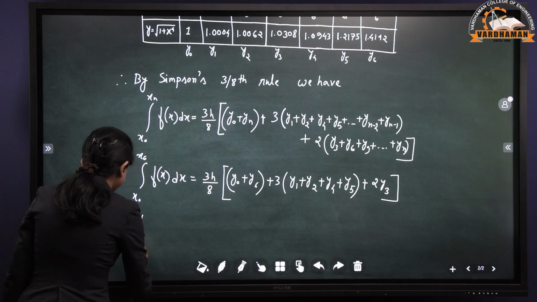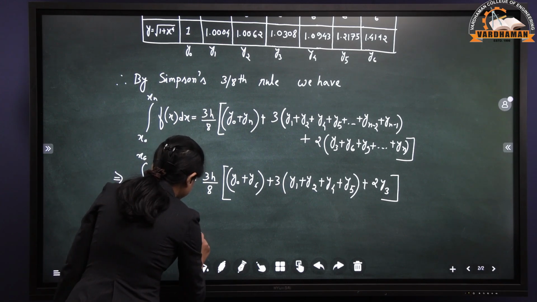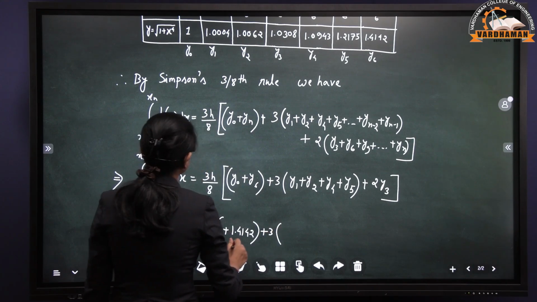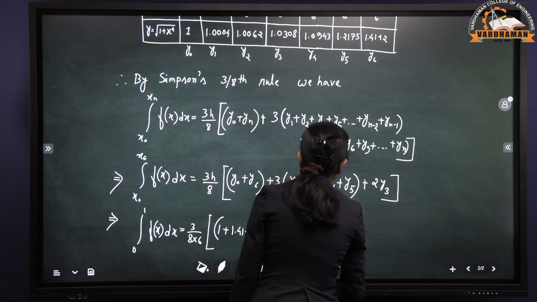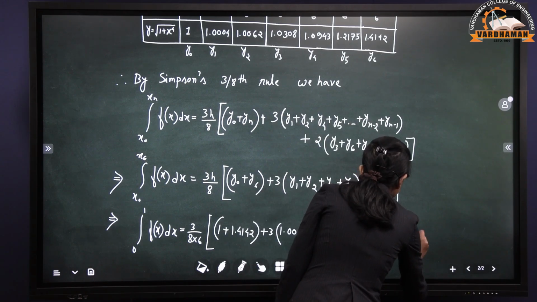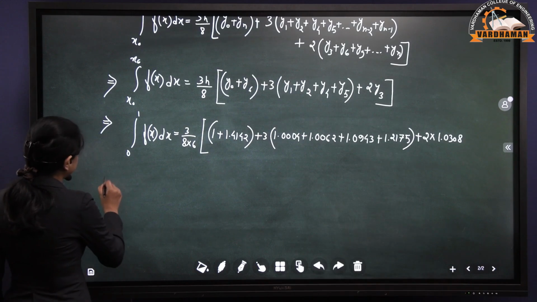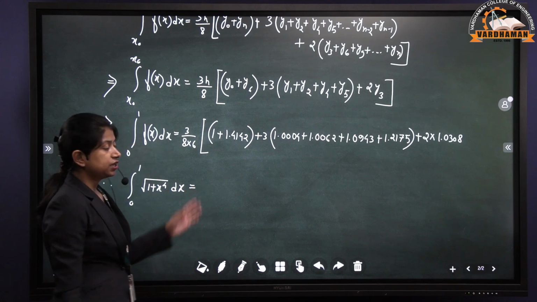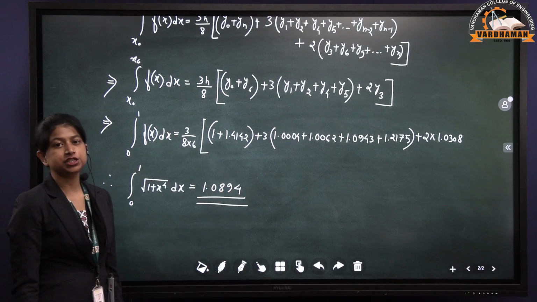Now let us put the values. Integration x0 is 0, x6 is 1, f of x dx is equal to 3 by 8 into 6, y0 is 1 plus y6 is 1.4142 plus 3 into y1 is 1.0004 plus y2 is 1.0062 plus y4 is 1.0943 plus y5 is 1.2175 plus 2 into y3 is 1.0308. Therefore, integration 0 to 1 root over 1 plus x power 4 dx is equal to, if you compute this in calculator, you will get 1.0894, which is the required answer.